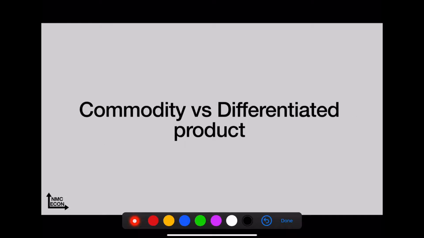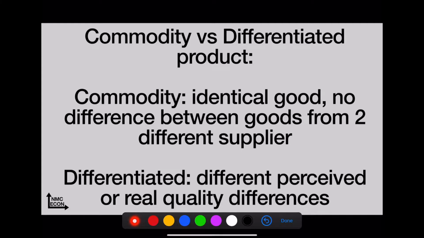Commodity versus differentiated products. A commodity is an identical good. There's no difference between the goods from two different suppliers. They're all the same. You can't tell a difference. It doesn't matter who you buy it from.